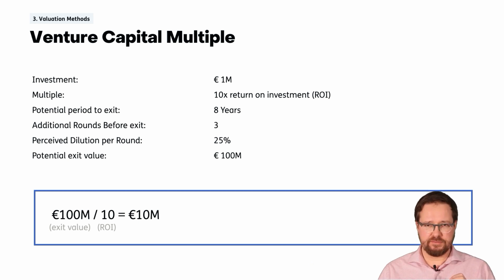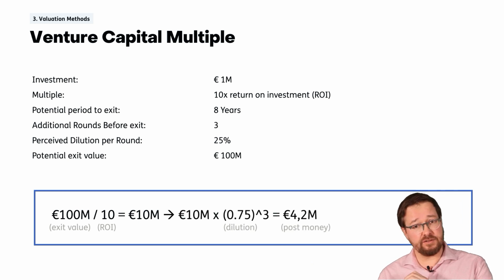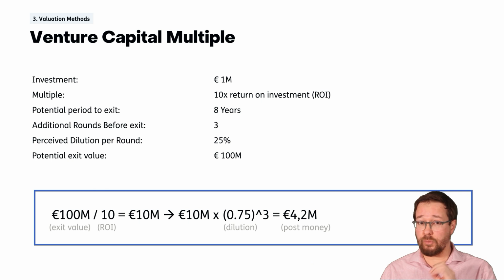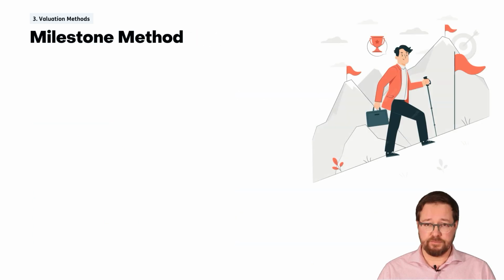100 million exit divided by the return on investment of 10 times makes 10 million. That, diluted by 25%, for 3 investment rounds makes 4.2 million euro post-money. Finally, deduct the investment of 1 million and you end up with a 3.2 million pre-money. Hence, the pre-money value should be around 3.2 million euros. If you set a much higher pre-money value, the investor may conclude that they won't reach their goal and it won't fit their strategy. Good, enough on that one.